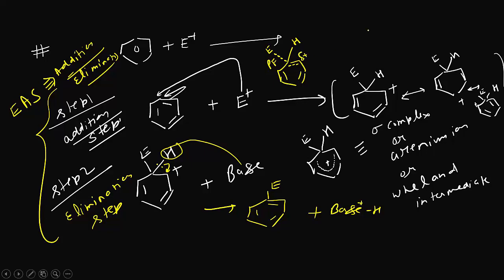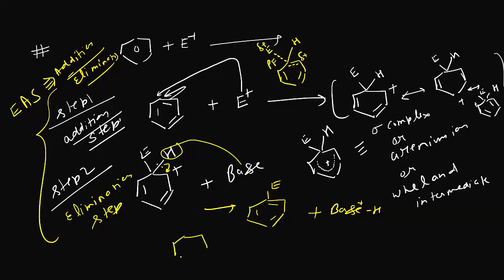Are you getting my point? Yes, sir. And you can show delta positive here. Here also, if you see that E positive is shifting to carbon, right? So this way, that is why you are showing delta positive here as well as delta positive here. This is transition state 1. What is transition state 2?